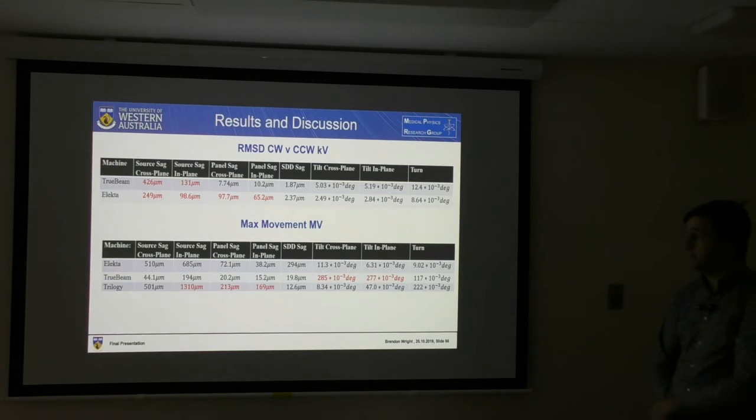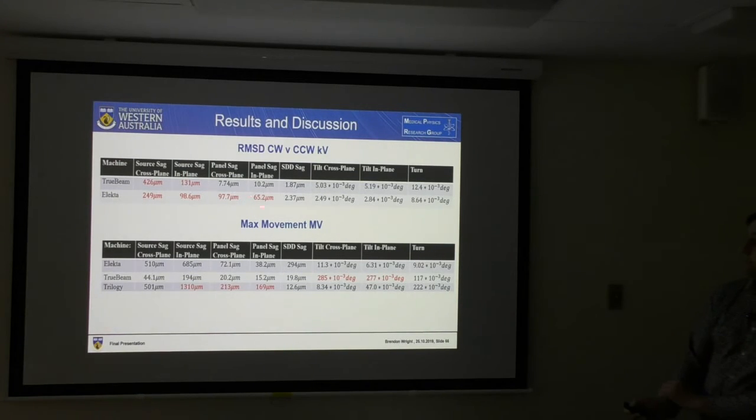An RMSD calculation was done comparing the clockwise and counterclockwise rotations for the TrueBeam and Elekta data in order to compare the consistency in clockwise and counterclockwise rotations. It was found that the source sag in the crossplane and in-plane direction was the most varied data in terms of agreement between clockwise and counterclockwise rotations.